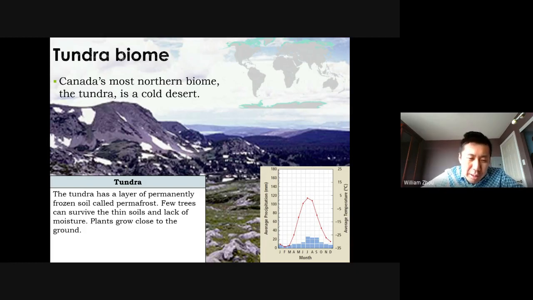Now, a tundra is basically a cold desert. You do not have trees there. If you go into the tundra, it is too cold and too dry for trees to actually grow.